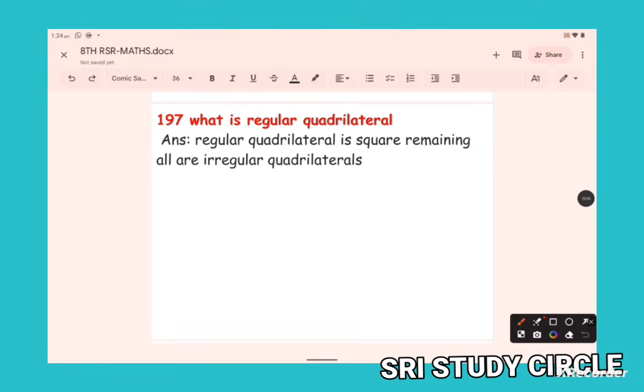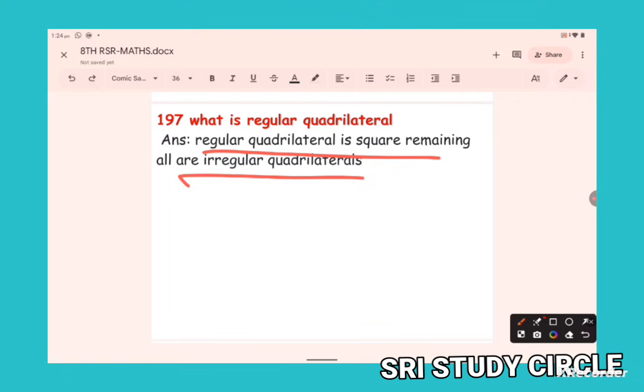Now next question. What is a regular quadrilateral? A regular quadrilateral is a square. The remaining are irregular quadrilaterals. Regular quadrilateral means all sides are equal and all angles are equal. A quadrilateral which has all sides equal and all angles equal is known as a regular quadrilateral.